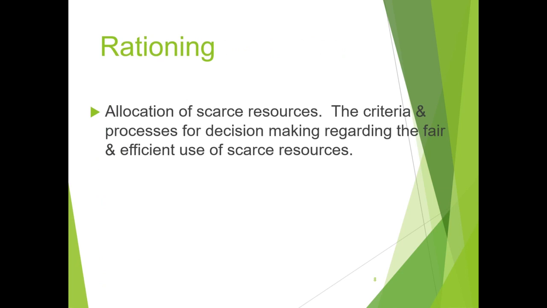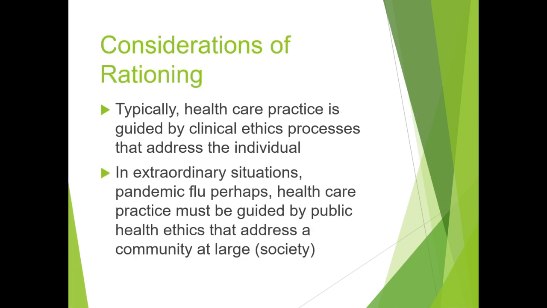Now, rationing is another thing to consider when you're talking about how resources are allocated. So rationing is allocation of scarce resources, the criteria and processes for decision-making regarding the fair and efficient use of scarce resources. I put a link in the module for you that's interesting to look at when they considered, it's from the CDC, considered how to ration out PPE when we were in the beginning of this pandemic with a shortage. Okay, so typically healthcare practice is guided by clinical ethics processes that address the individual, and in extraordinary situations like a pandemic, healthcare practice must be guided by public health ethics that address a community at large.